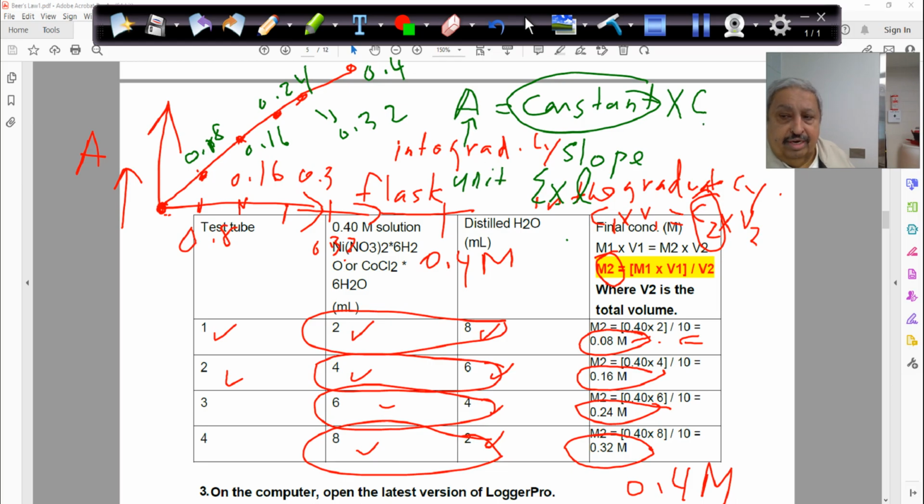Absorbance has no unit. The molarity is mole per liter, and the length is in centimeters. So the absorbance will have the unit of molarity over the length of the light path, mole per liter over centimeter. Correct? So from there, we did not finish. That's the calibration curve. This is the calibration curve, which we will then use.